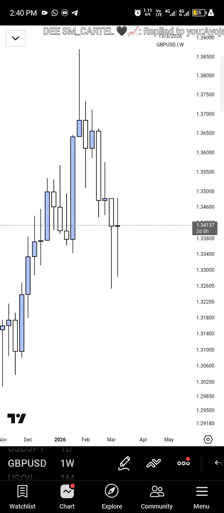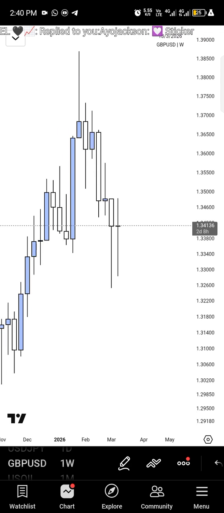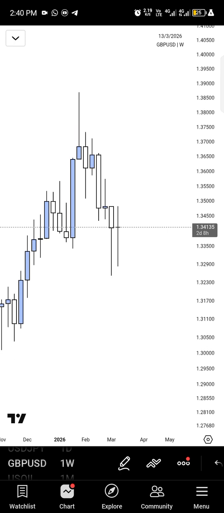So let me just show you guys what I saw on that GBPUSD trade. I see a lot of people talking about the trader link came to their entry and stuff like that, and I'm just like, okay. So look at this now.